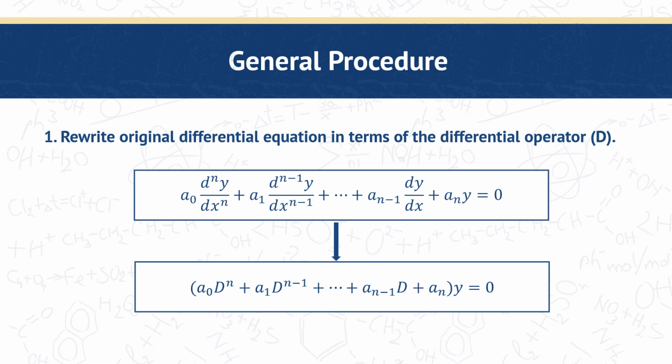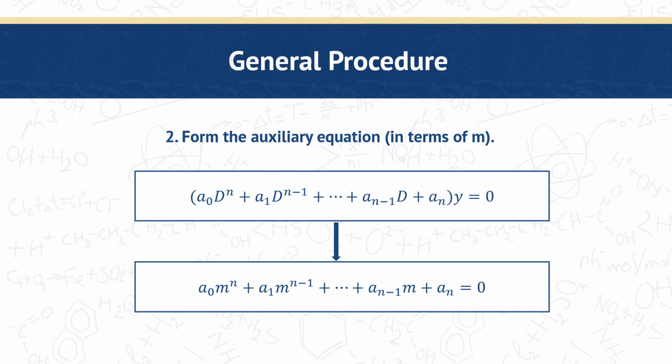Alright, so for the general procedure of solving nth-order homogeneous linear ODEs, the first step is to rewrite the original differential equation in terms of the differential operator, which is represented by a capital D. Now, this is pretty straightforward. So first-order derivatives are represented by D raised to 1, or just D. Second-order derivatives are represented by D raised to 2, so on and so forth. And as you can notice here, we usually factor out the y, or the dependent variable, because it is present in all terms anyway.